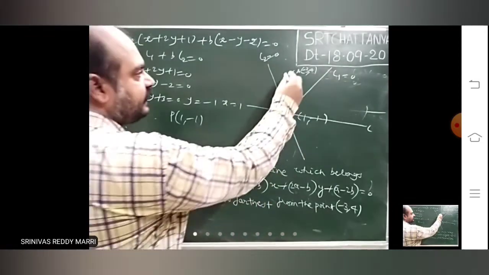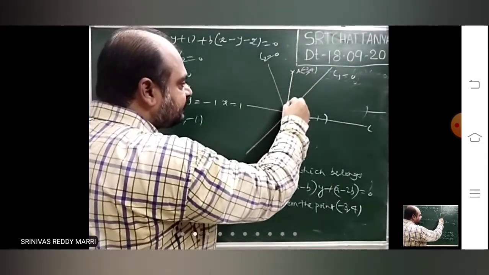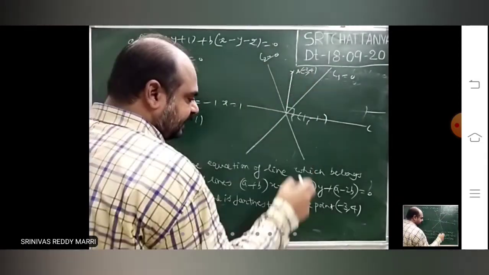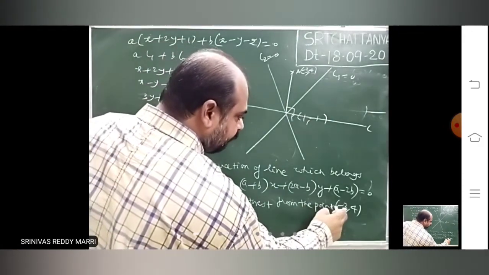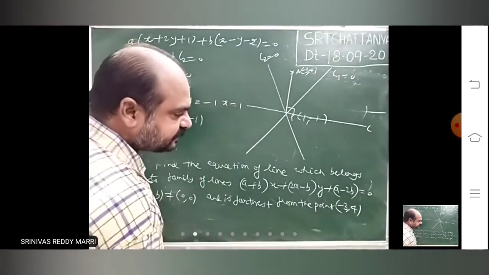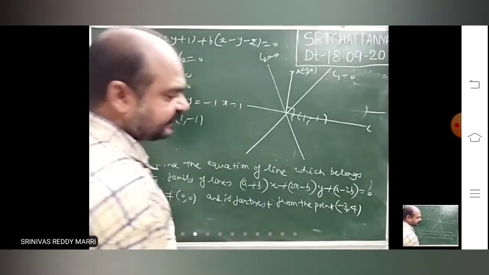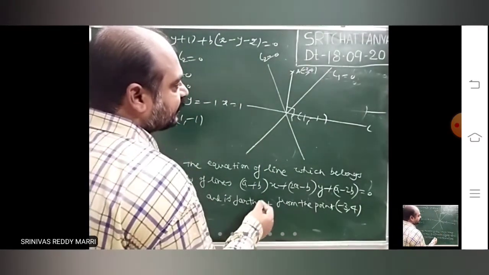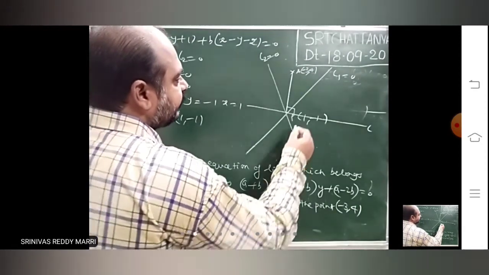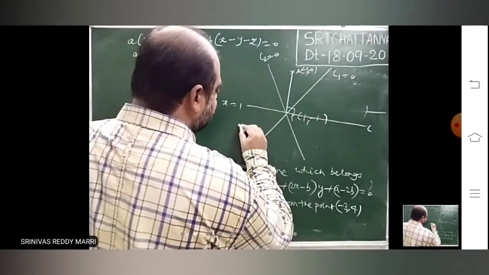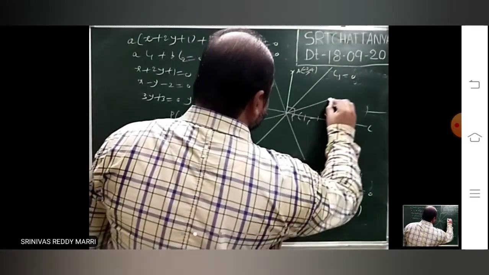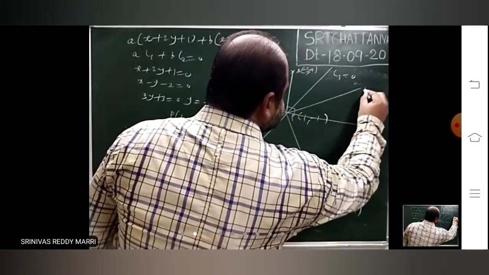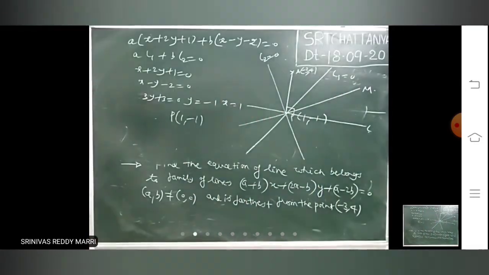Why, look at here. He is telling farthest, means from (minus 3, 4) that line must be at maximum perpendicular distance. Look at, you take some other line belonging to the family. I am taking some other line. Suppose, let us say this is L, this is M, and this also belongs to the family, right?